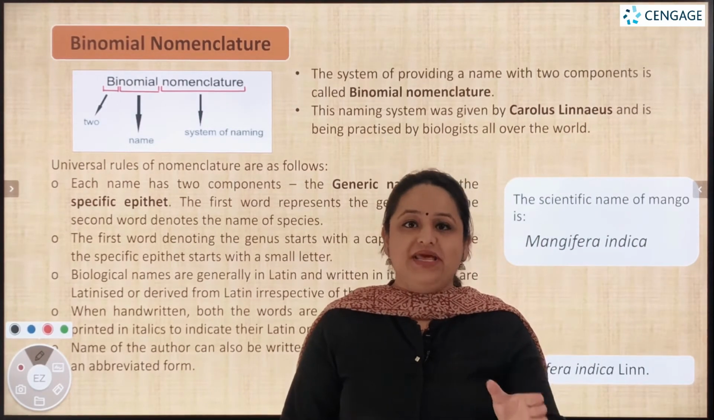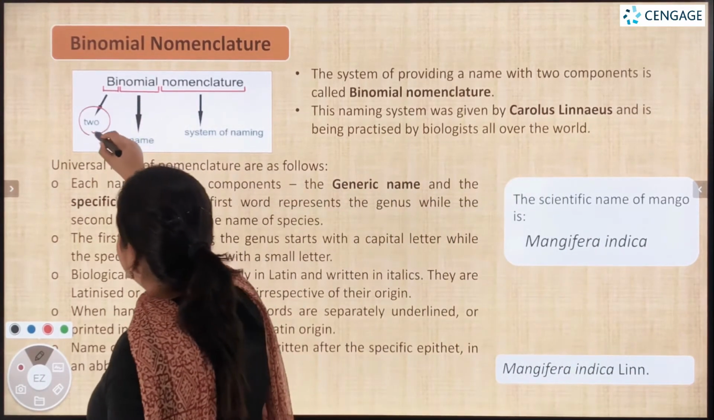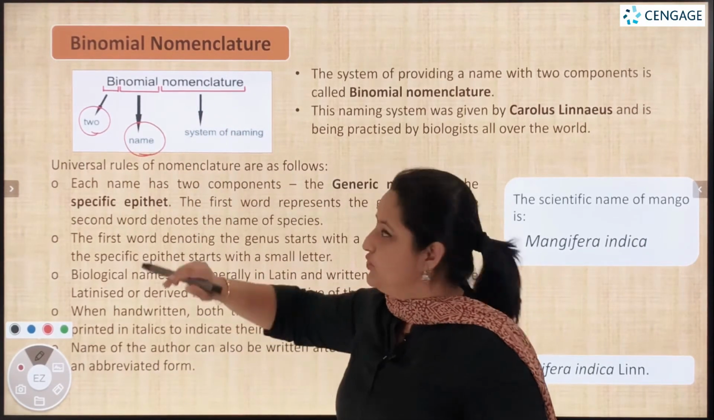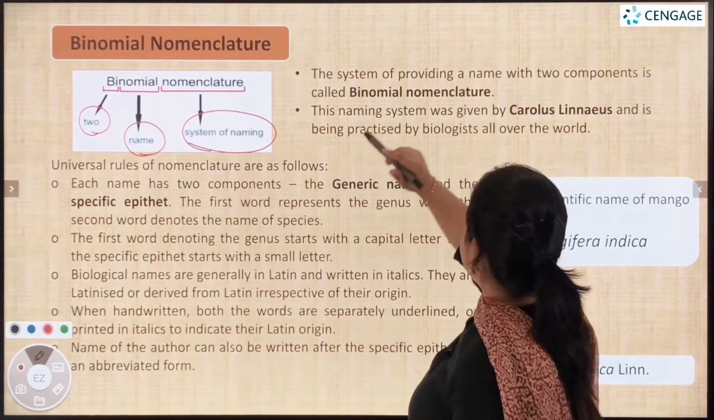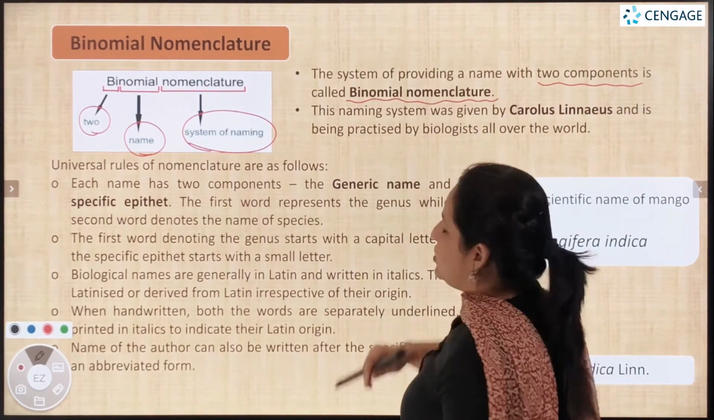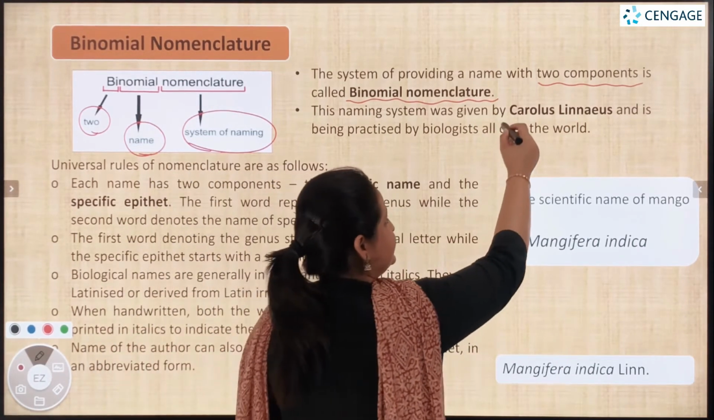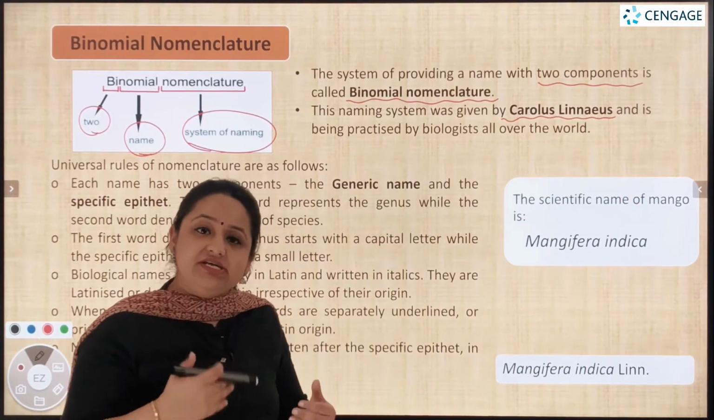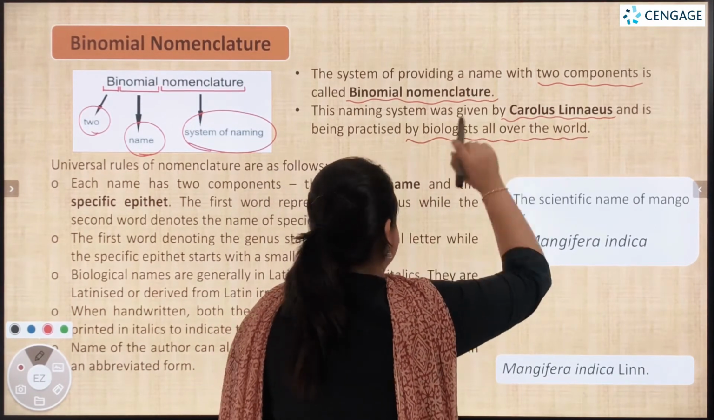Biological nomenclature. What exactly is biological nomenclature? The word bi refers to two, nomial means name, and nomenclature refers to the system of naming. So this system of naming an organism by two components is known as biological nomenclature, and this naming system was given by a scientist known as Carolus Linnaeus. This nomenclature is used throughout the world by all the biologists.